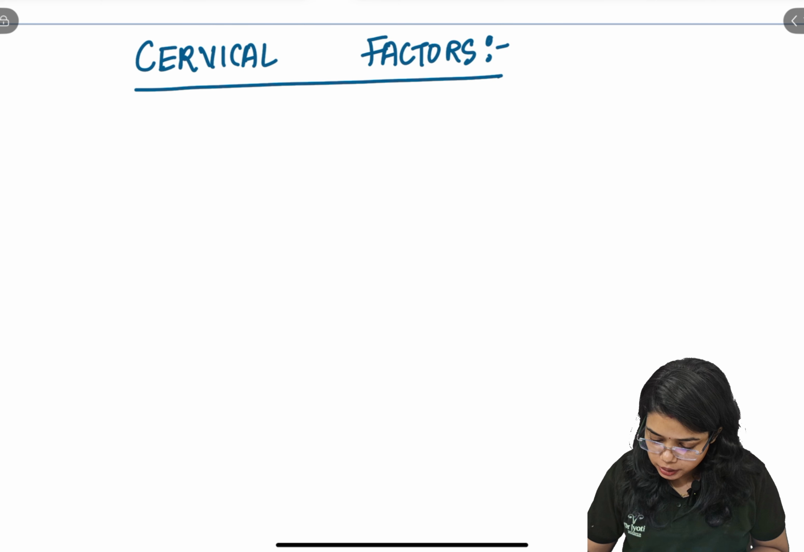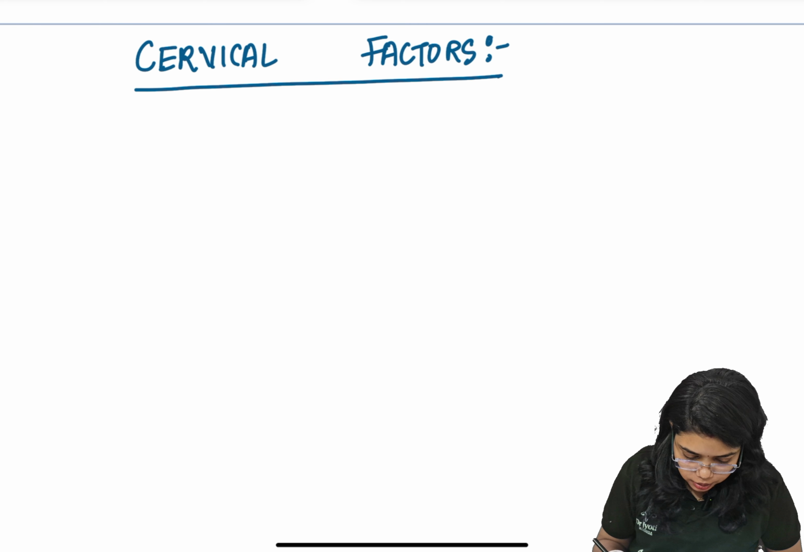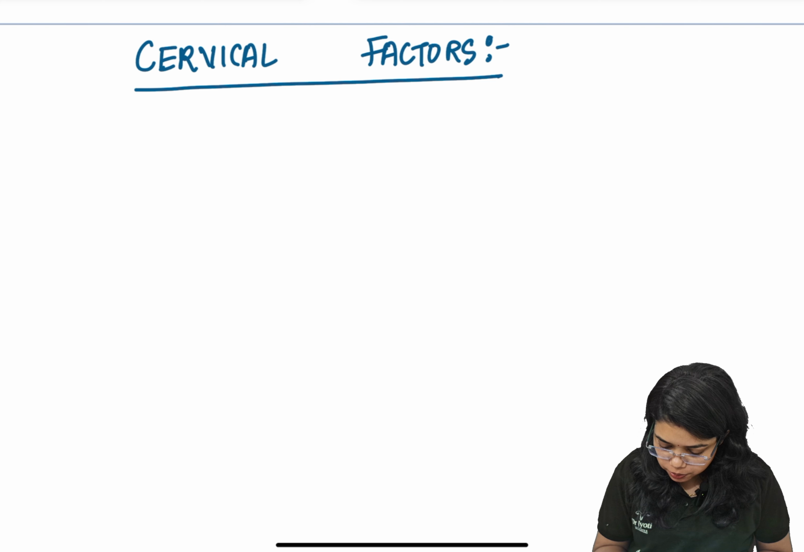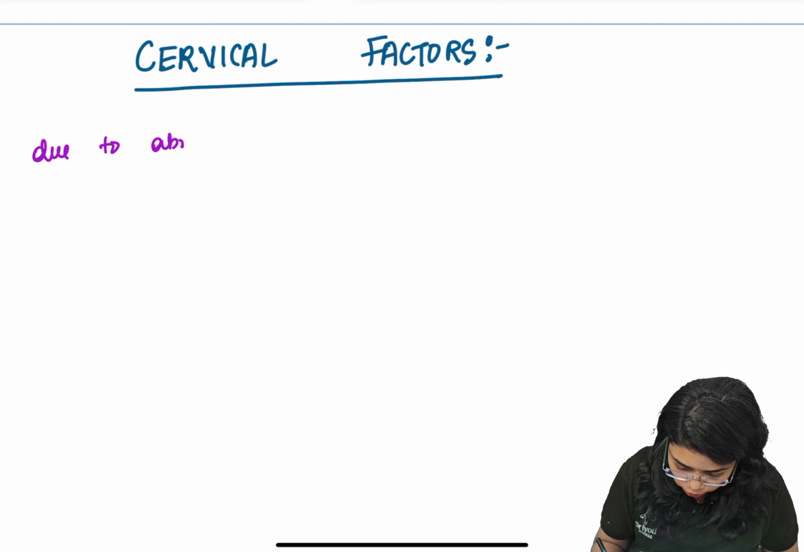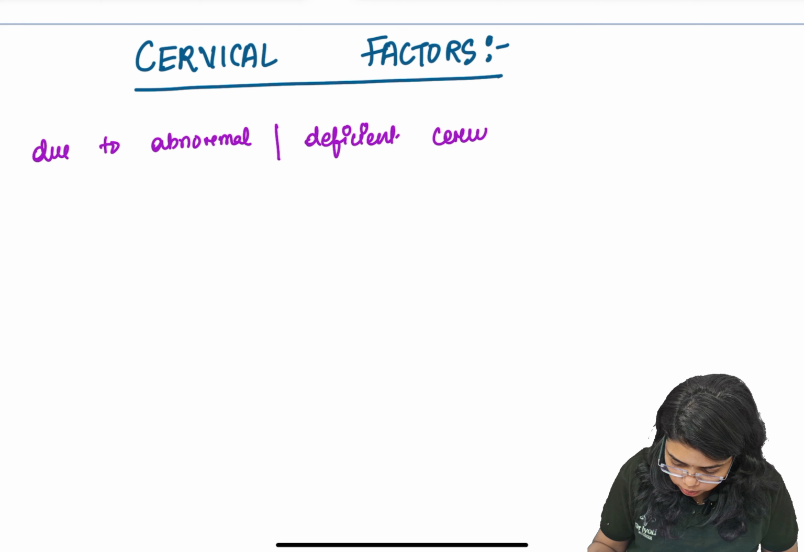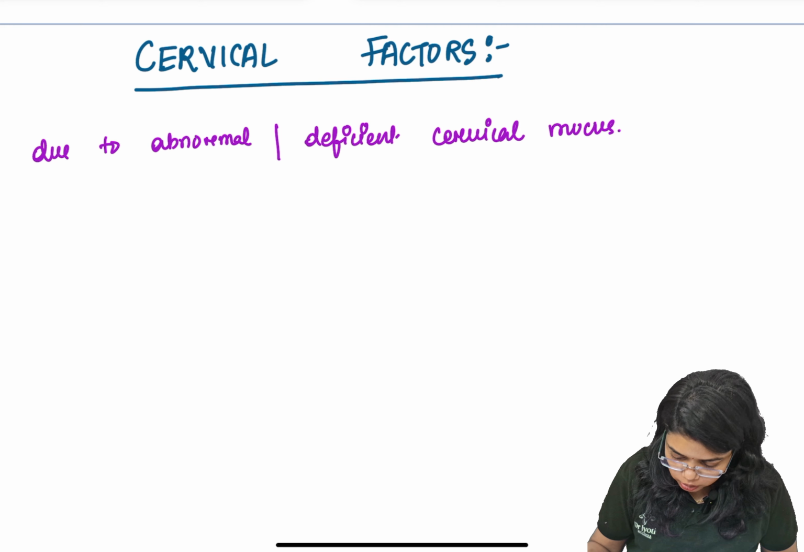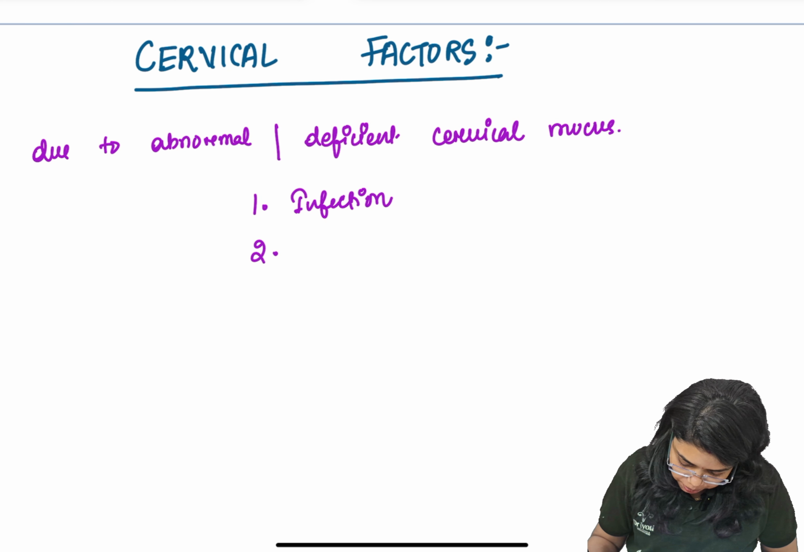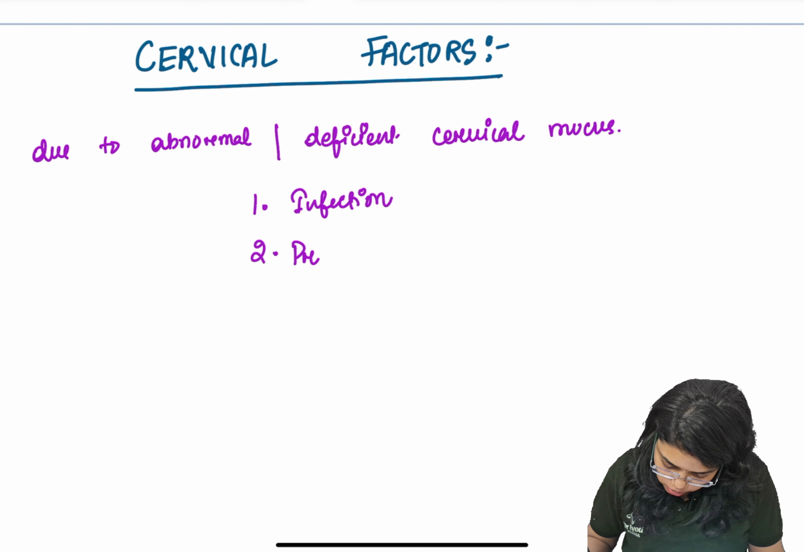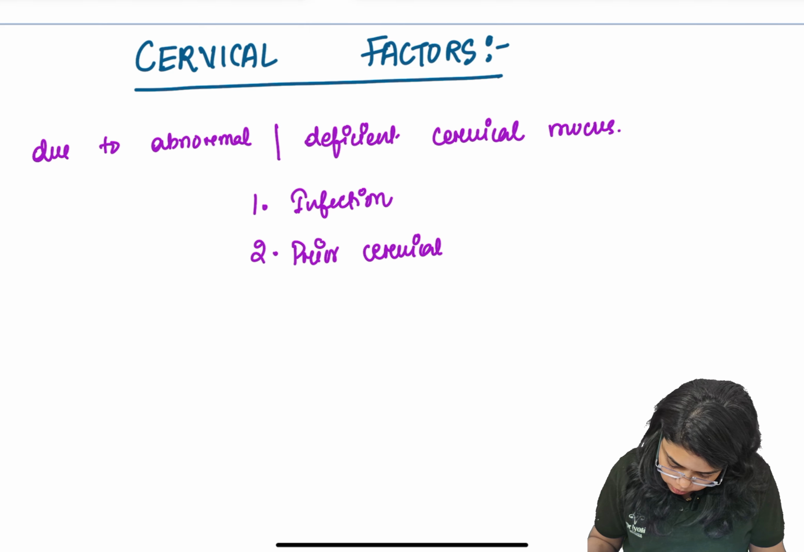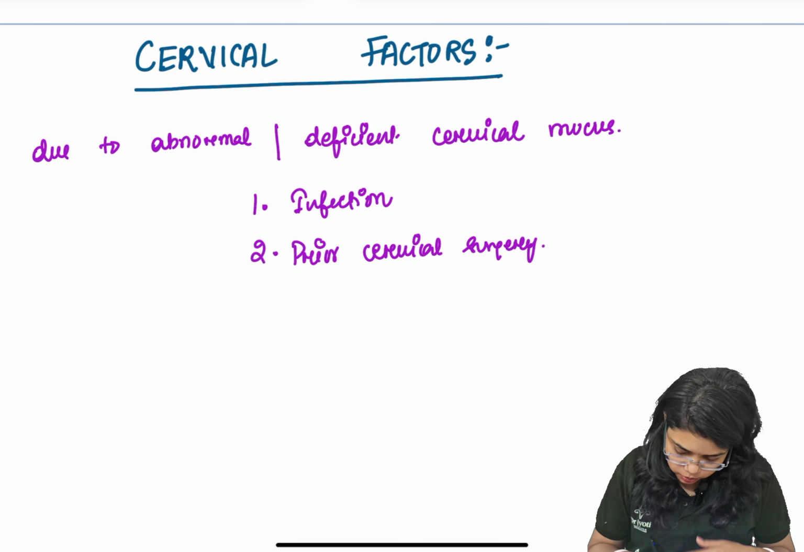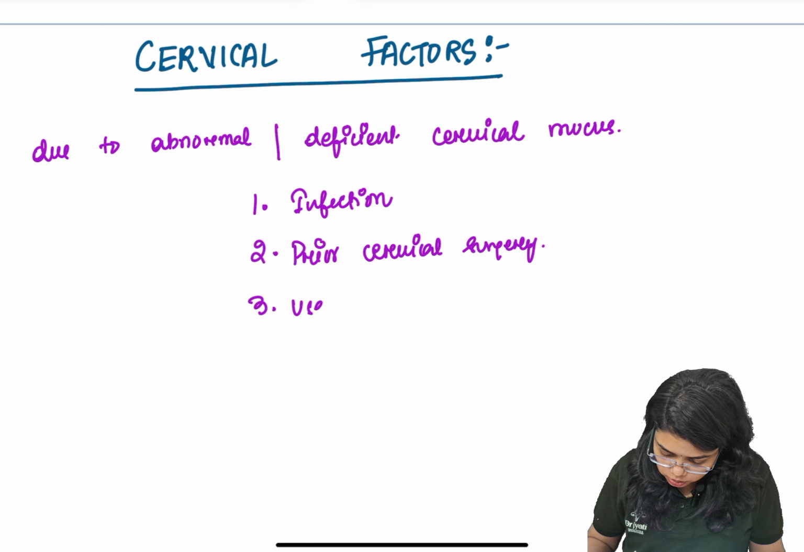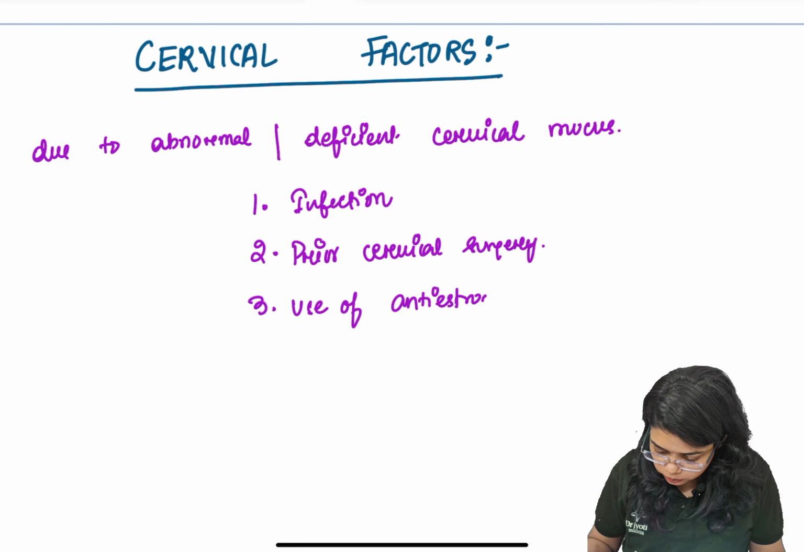Okay, then coming to the cervical factor. See, in cervical factor, what we know is that due to abnormal or deficient cervical mucus, infertility can occur, and that is due to infection, cervical infection, or prior cervical surgery, then use of antiestrogens, and presence of anti-sperm antibodies.